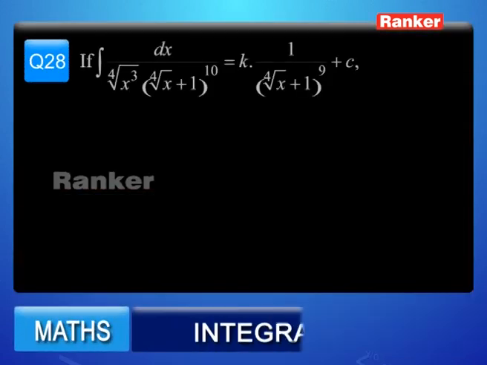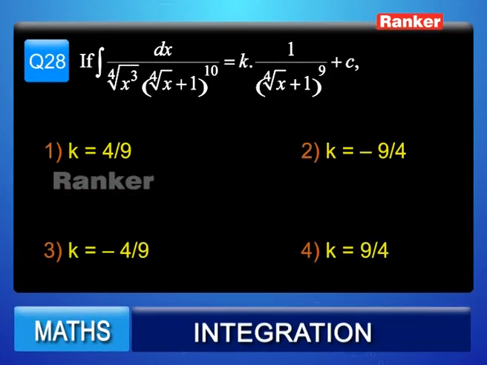So, let us move to question number 28. If the integral of 1 by x power 3 by 4 into x power 1 by 4 plus 1 raised to the power 10 is equal to k times 1 by x power 1 by 4 plus 1 raised to the power 9 plus c, then k is equal to 4 by 9, k is equal to minus 9 by 4, k is equal to minus 4 by 9, and k is equal to 9 by 4.